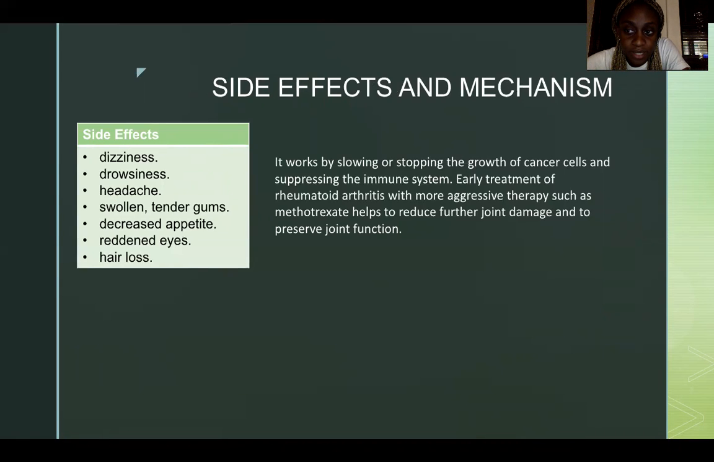So the side effects and mechanism of methotrexate. The side effects are dizziness, drowsiness, headache, swollen tender gums, decreased appetite, reddened eyes, and hair loss. Methotrexate works by slowing or stopping the growth of cancer cells and suppressing the immune system.